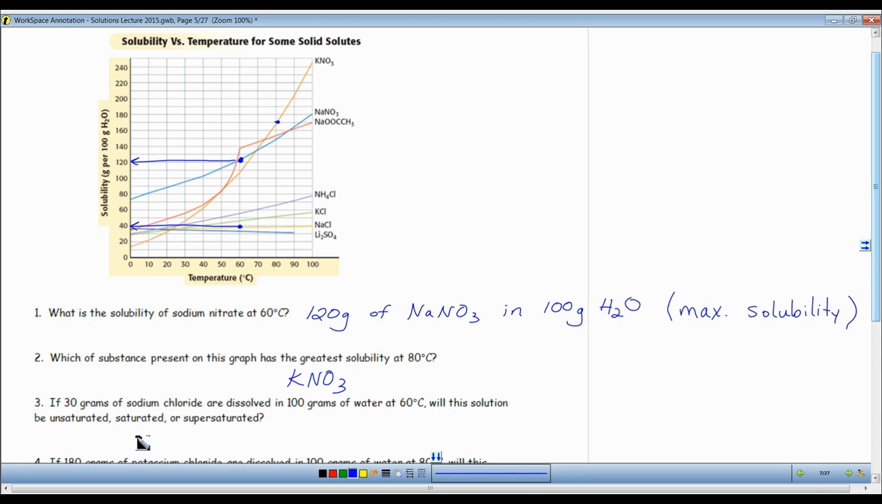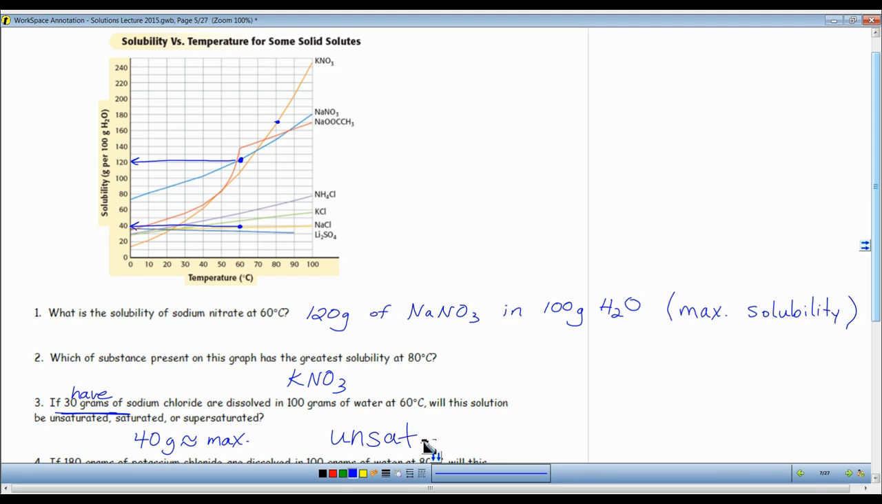So we'll say 40 grams is approximately the maximum. The graph tells you the max. The maximum amount I can dissolve is 40 grams. Find that first. Now compare that to what you have. The maximum is 40. This is what I have. I have 30. So I have less than the maximum. That makes this solution unsaturated.